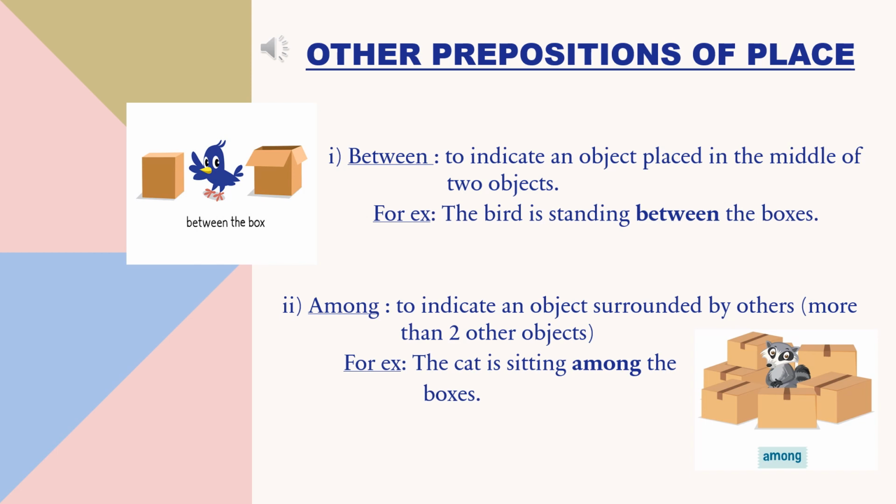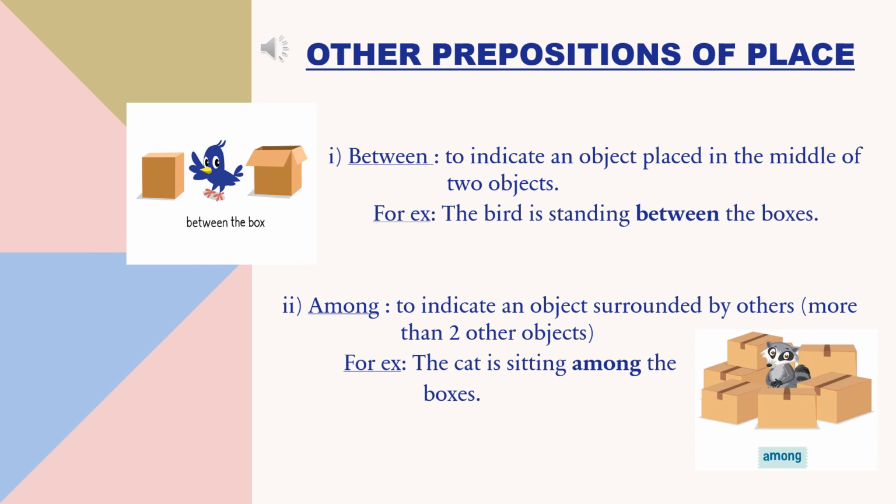Then we have other prepositions like between and among. Now, between is used when our object is placed between two other objects. That means we will have three objects in a row. For example, the bird is standing between the boxes. You can see we have three objects in a row. One is the box, then the bird, and then another object.